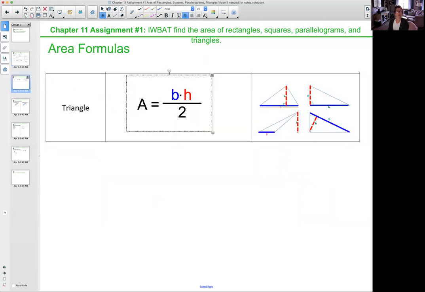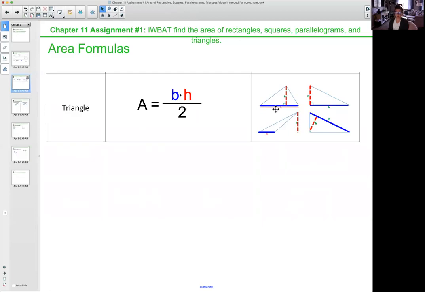Then for triangles, so the triangle formula is base times height divided by 2. So again, the base and the height, base is going to be one of the three lengths of the triangle, and then the height is going to be the perpendicular segment connected to that opposite vertex, okay? So it's going to be the distance between the vertex and the base.